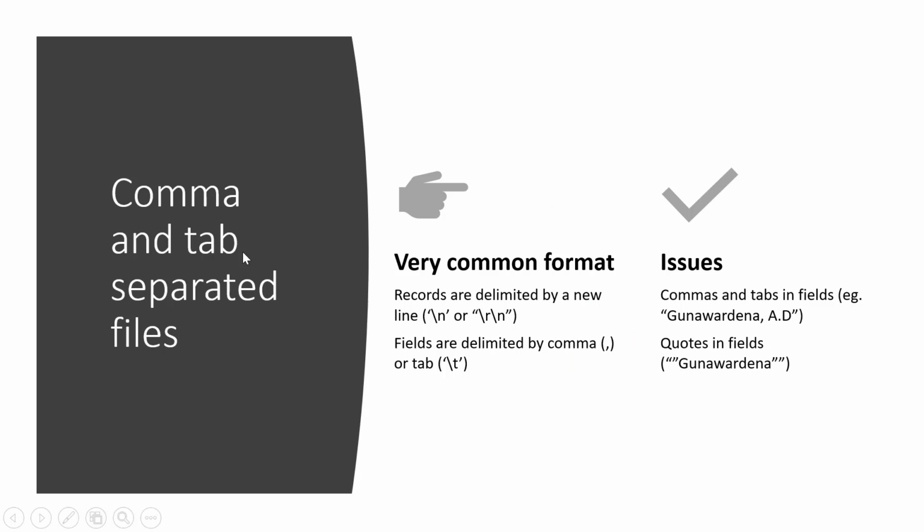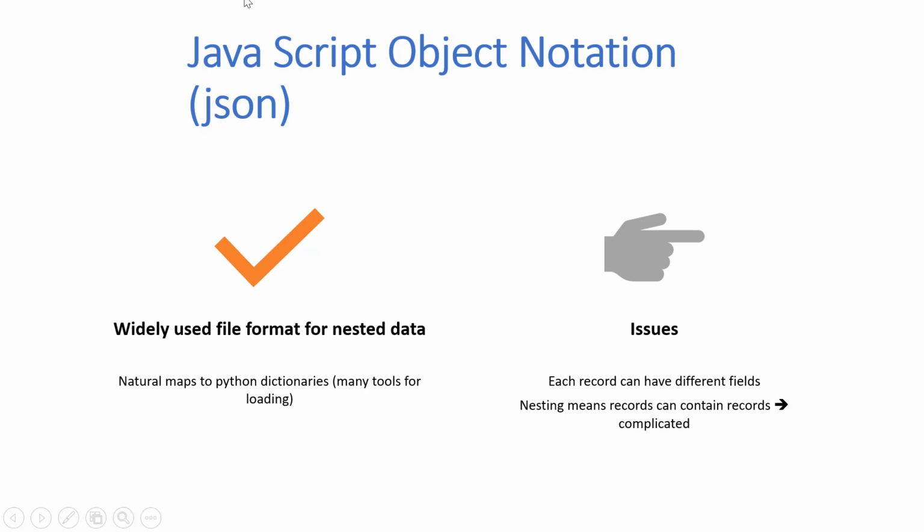All right, so a very common format is the comma or tab-separated data file. Records are delimited by a new line. Fields are delimited by a comma or any other delimiter. And if you have a comma or tab within a field, for example in a name field, you have to put the field in quotations to avoid parsing problems that could create all kinds of issues.